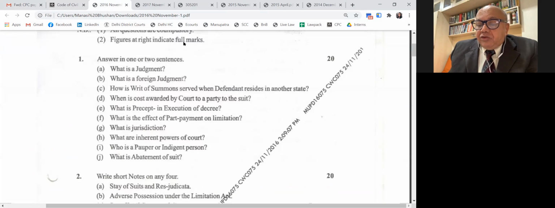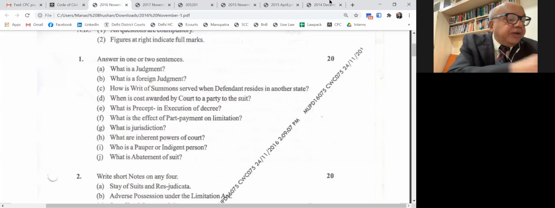Then what is jurisdiction? We learned it yesterday. Jurisdiction is the authority of the court to decide the matter, the legal proceeding, the competency of the court to decide the matter. You read it in Section 9. Please go to that.